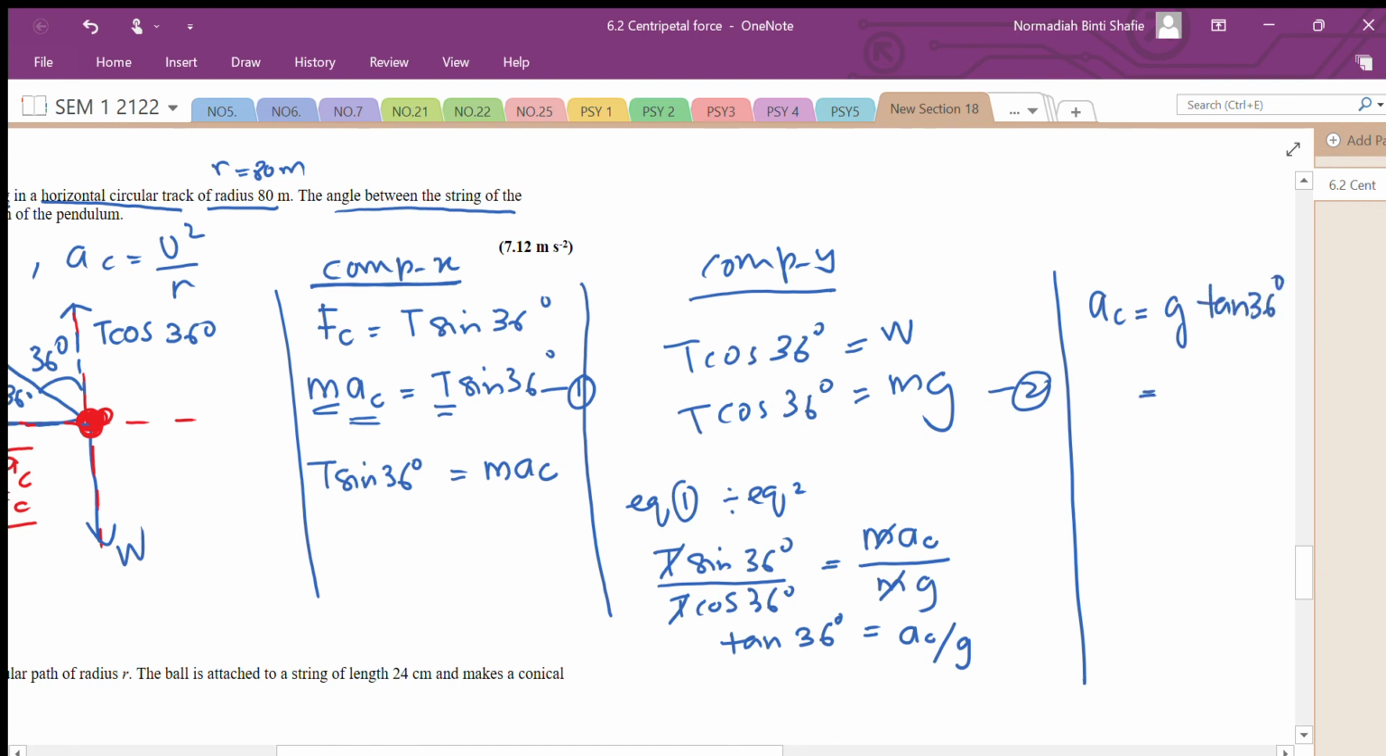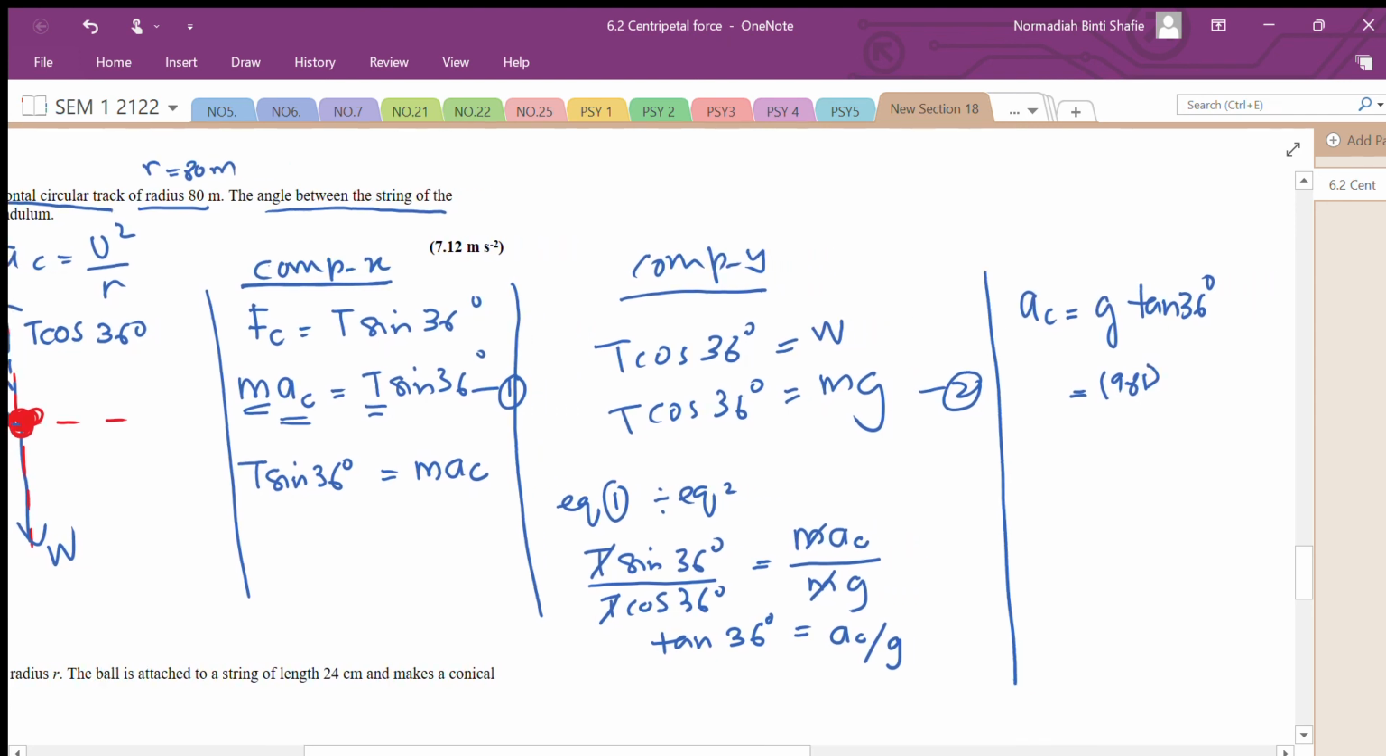So gantikan nilai G equals to 9.81, tangent 30. Use your magic calculator and then your centripetal acceleration will be equals to berapa? You punya tangent, you punya centripetal acceleration equals to 7.12 meter per second square.